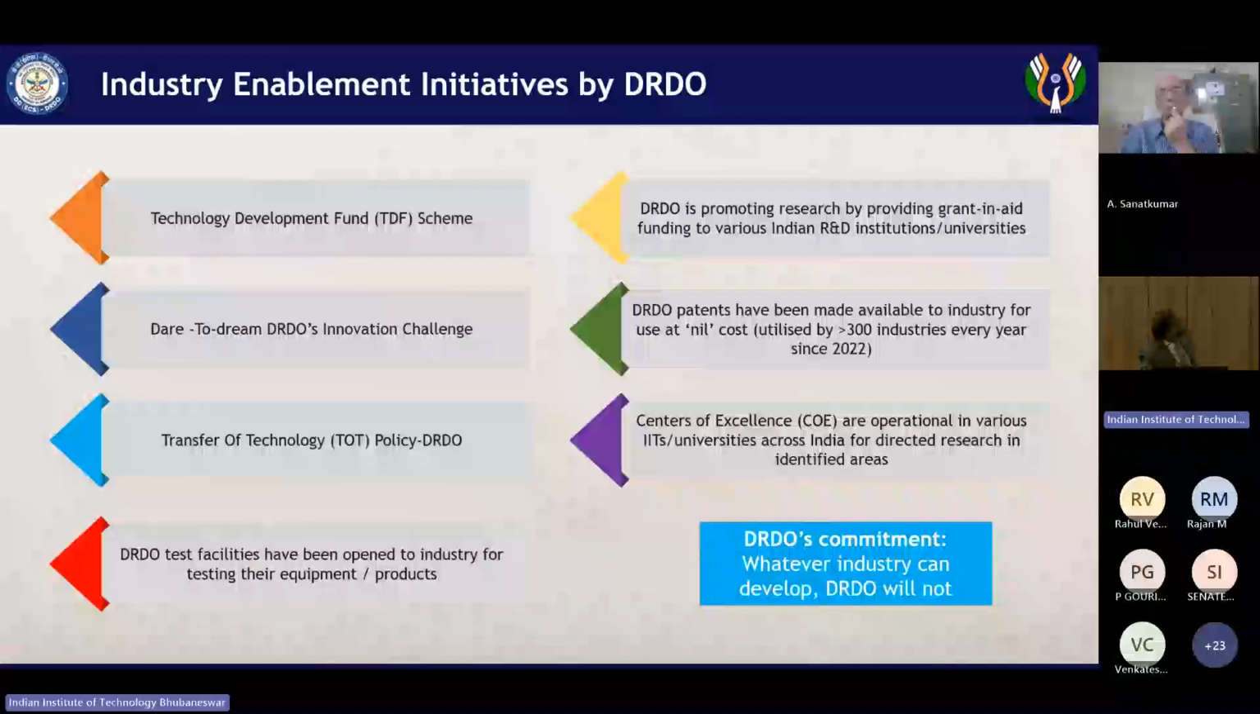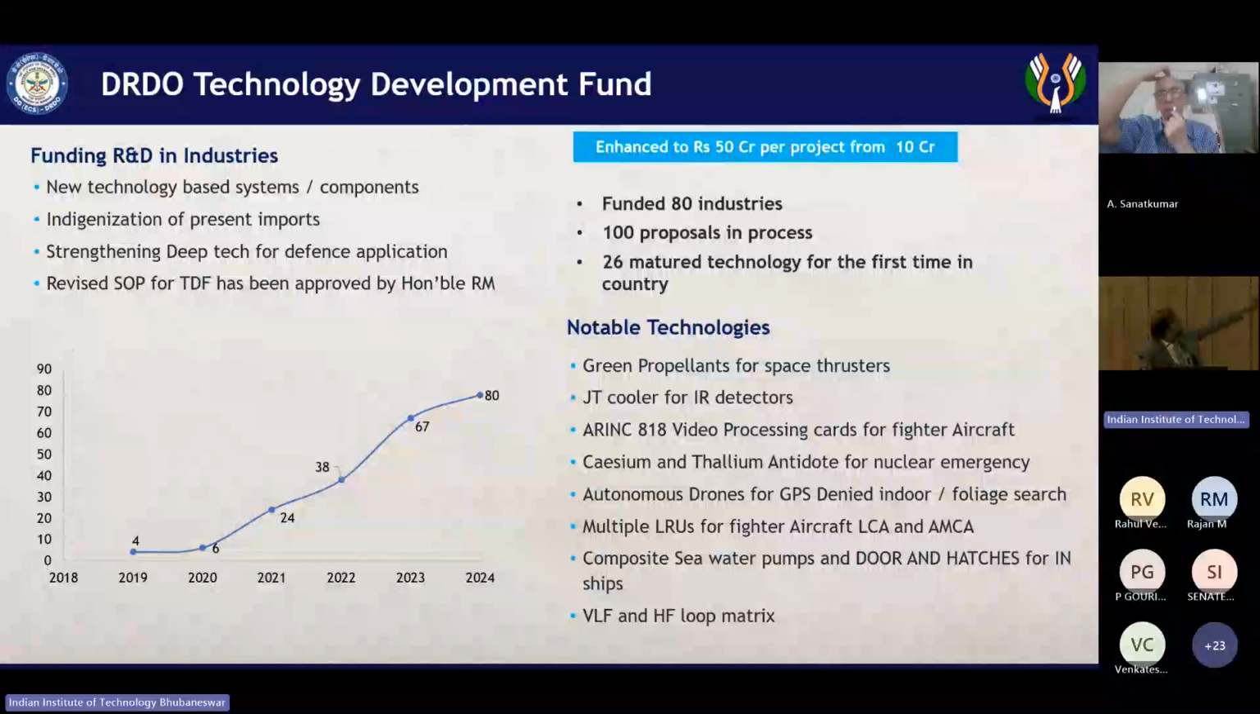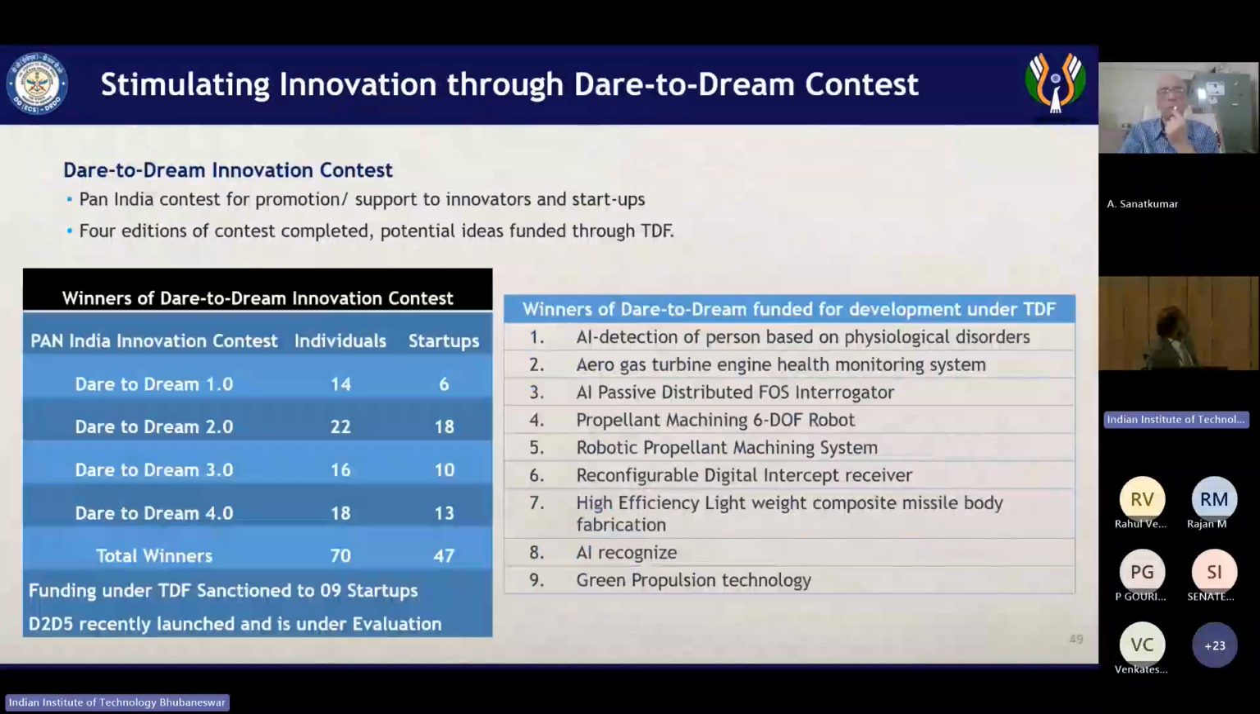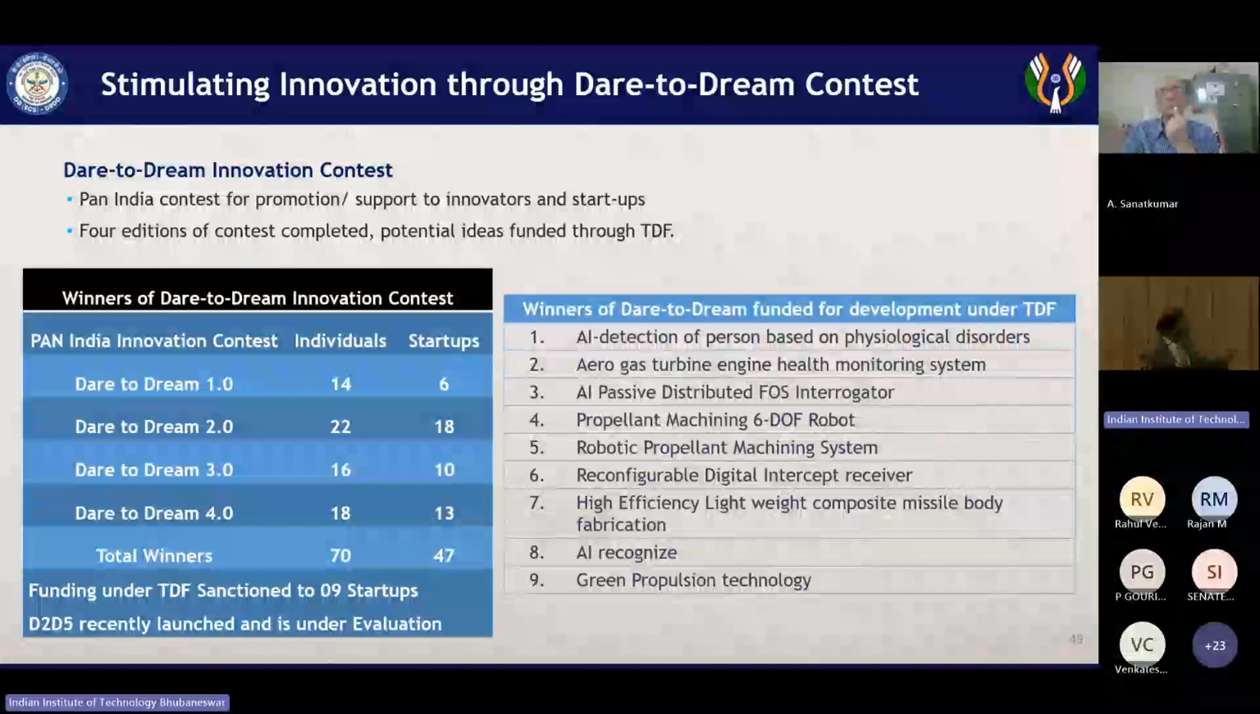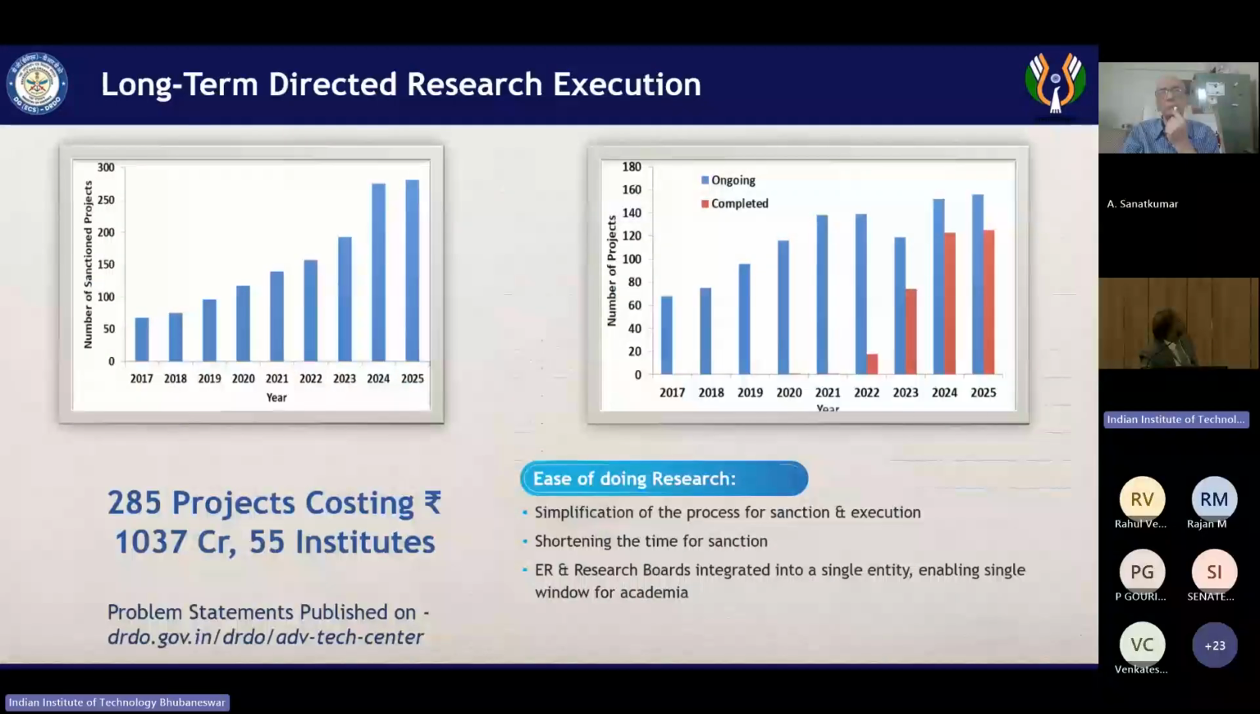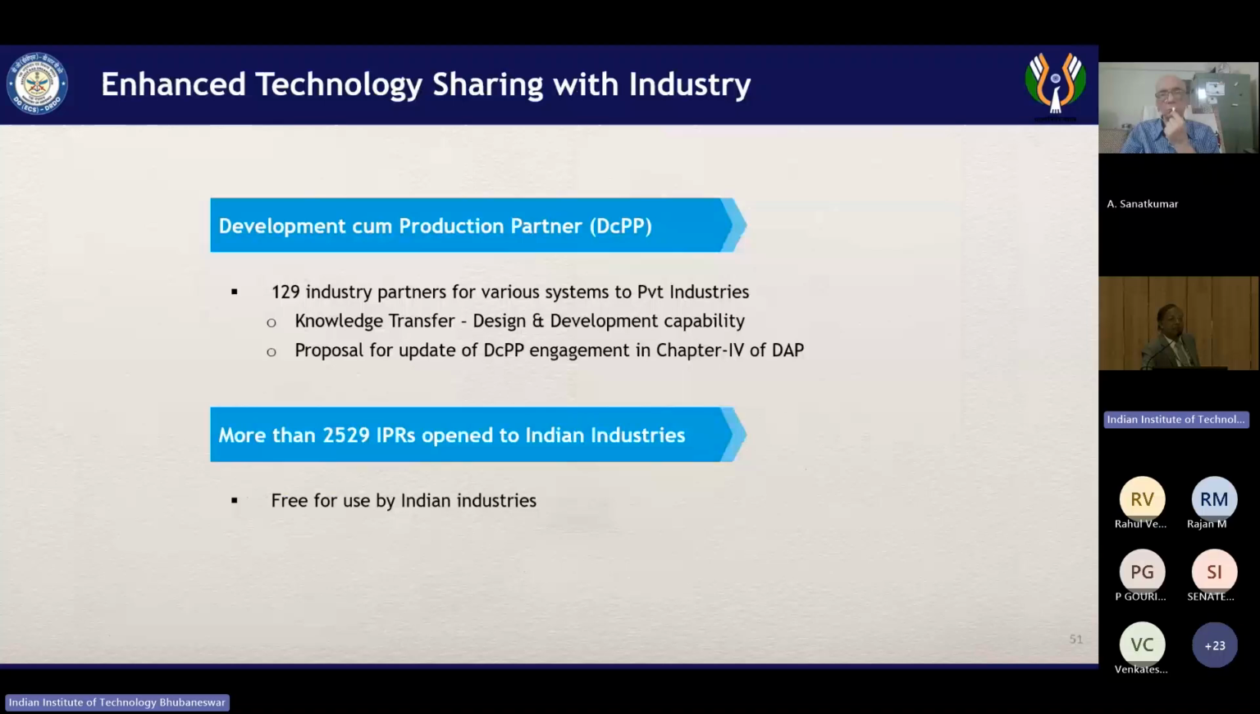So like that, unlimited opportunities DRDO has. Look at the Technology Development Fund, how it is growing. We are really going to support through that. Dare to Dream was also there. Already Dare to Dream 1.0 is over, then 2.0, 3.0, now 4.0. You see, so many individuals, so many startups are participating, and so many winners are there. This is a great opportunity for all of you to think about what we can do. These are long-term directed research projects. 285 projects we have already executed at different IITs. And I'm very happy to say that to this IIT, I myself have given about 10 projects to start with, and very happy that most of those projects are doing a fantastic job today.